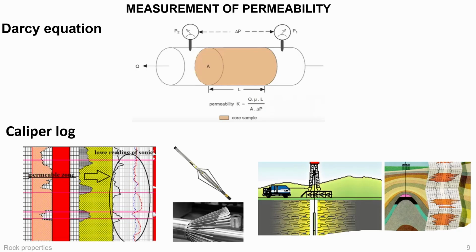Also, borehole measurements like caliper logs matter indirectly because borehole condition affects some log responses, and production performance can be affected by near wellbore effects. In this section we now move to lab measurement methods.